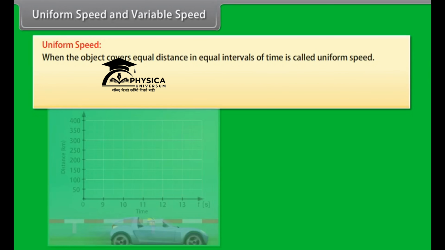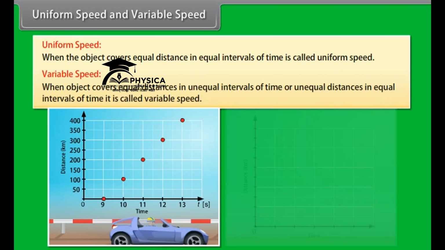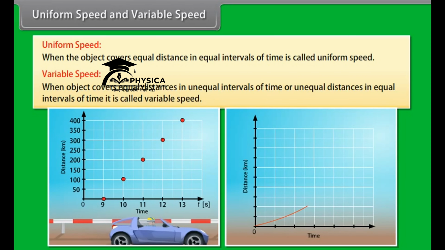Uniform speed and variable speed. Uniform speed. When the object covers equal distances in equal intervals of time, it is called uniform speed. Variable speed. When an object covers equal distances in unequal intervals of time or unequal distances in equal intervals of time, it is called variable speed.